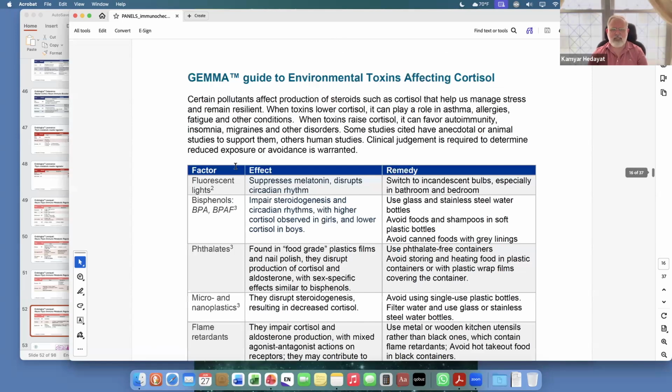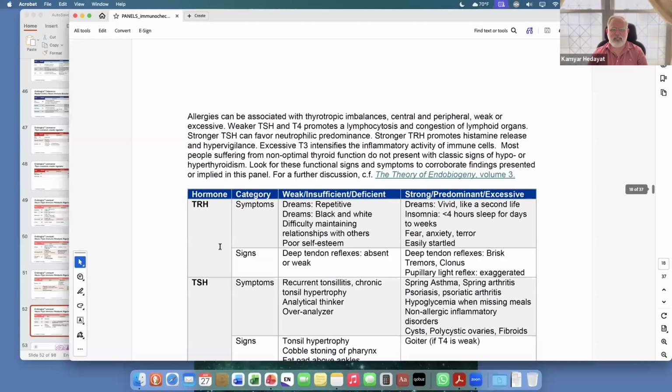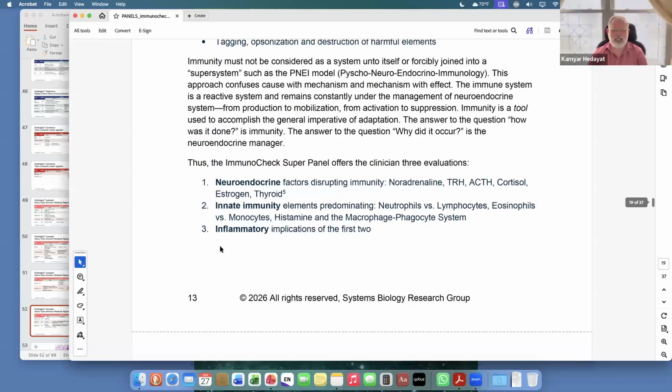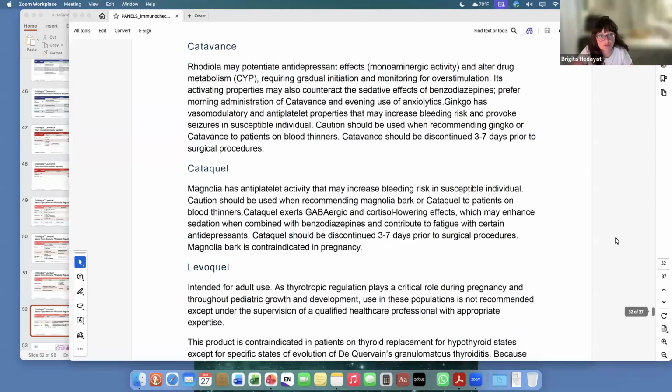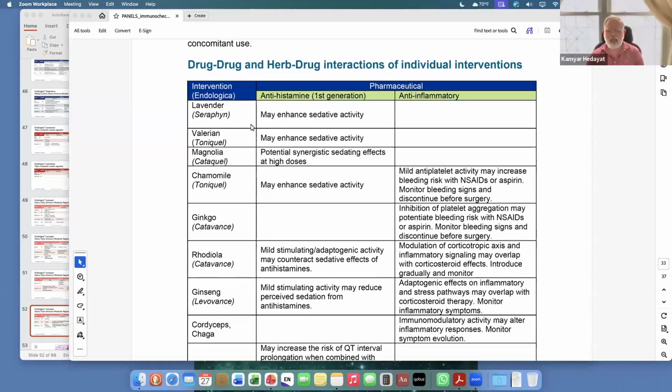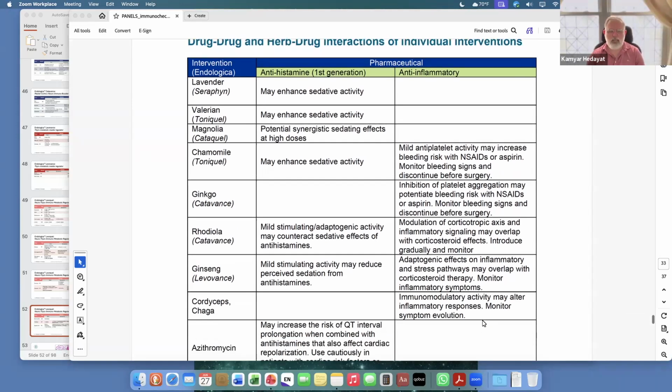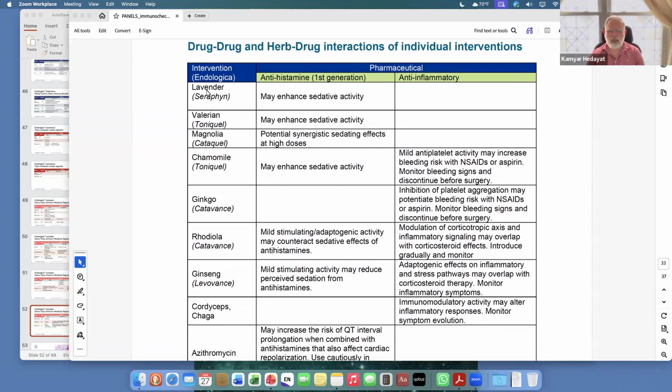Then it'll go through every single index and it'll talk about the issue, the physiology, how the index was composed, and what a high and low value means. So you can read about this. I just want to conclude by showing you the table of drug-drug and drug-herb interaction. So let's say your patient is already taking an antihistamine or some type of anti-inflammatory, and you wish to use one of the Endobiogeny products, or you're using one of the individual ingredients in your own formulation.